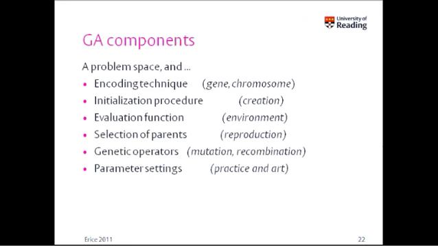So we have a problem space I've just defined. We're going to have an encoding technique and we're going to move into biological descriptors such as genes and chromosomes. We're going to create a population. We're going to have some sort of function evaluation. We're going to select parent molecules to breed and reproduce. We're going to do something to their children. We're going to throw some of them away rather ruthlessly. We're going to keep other ones. And we're going to control that with a whole raft of parameters. Note the use of the word art. We shall come back to that in a minute.